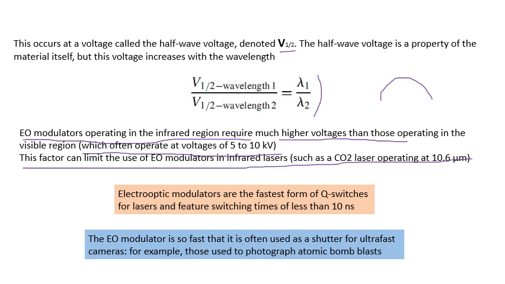No doubt, the electro-optic switch is faster than the mechanical switch. The switching time is less than 10 nanoseconds, which is very difficult if you make a mechanical switch or an electronic one. The electro-optic modulator is so fast that it is often used as a shutter for an ultra-fast camera, to capture ultra-fast phenomena like a photograph of an atomic blast. But it's not a simple arrangement; you need an ultra-fast ray of light to capture this.